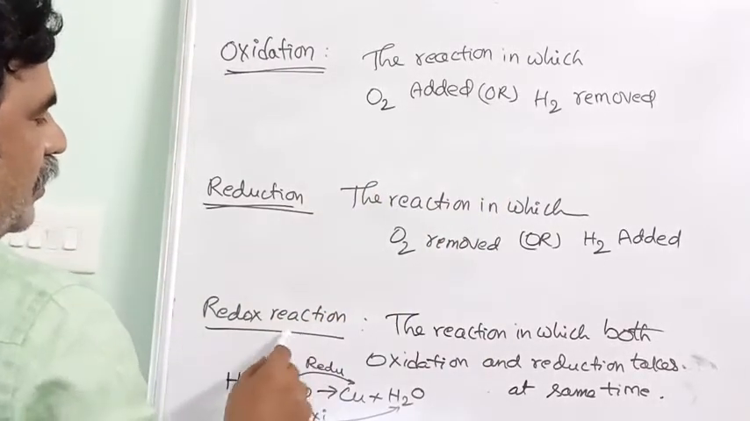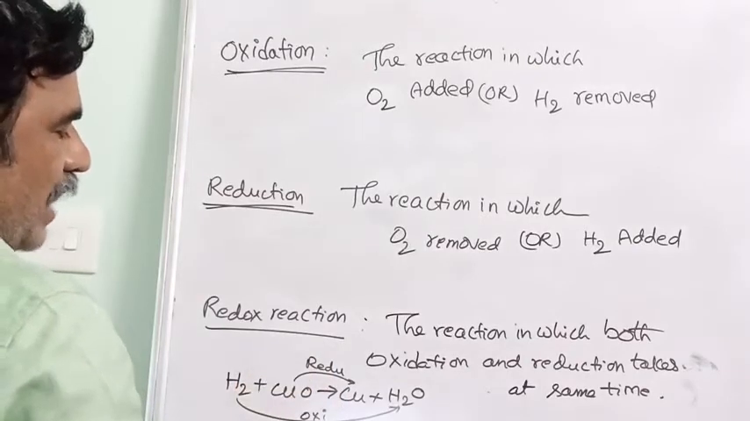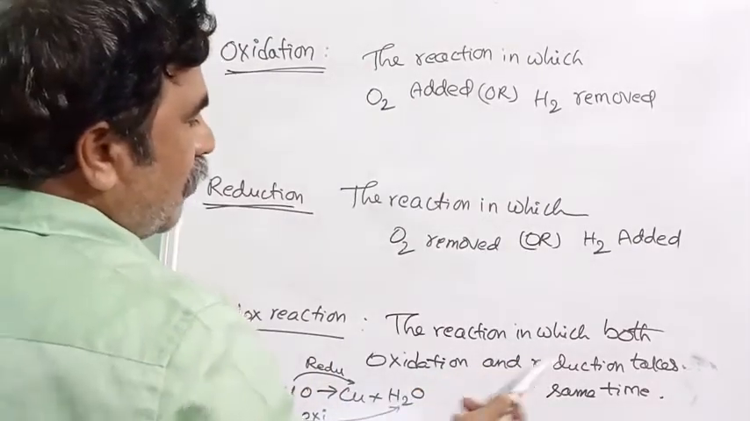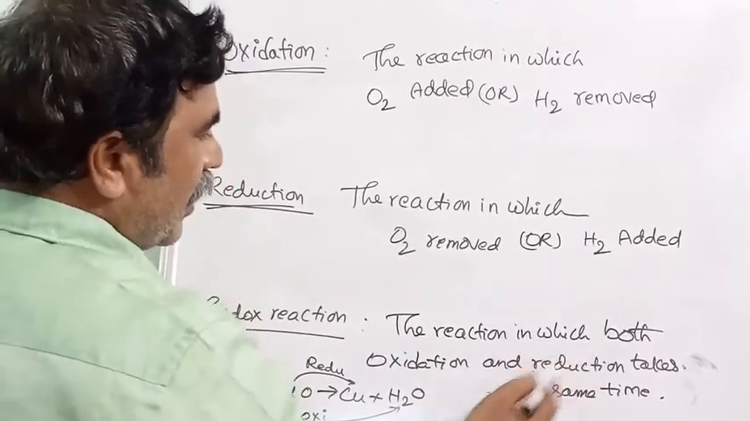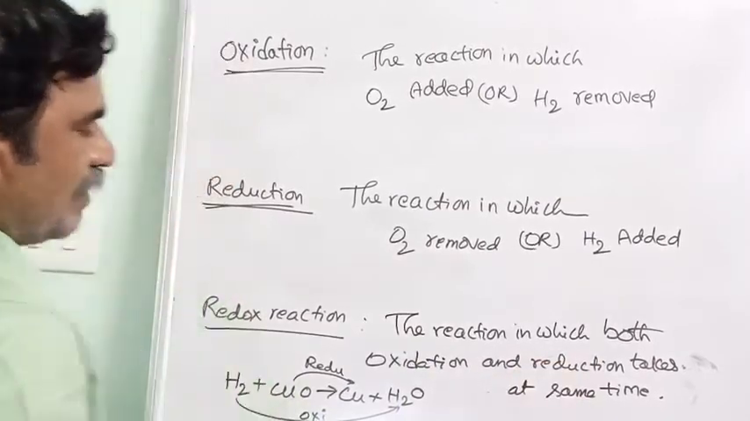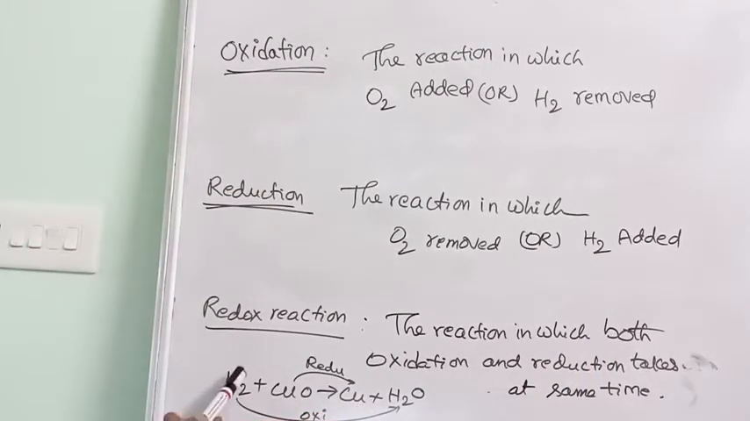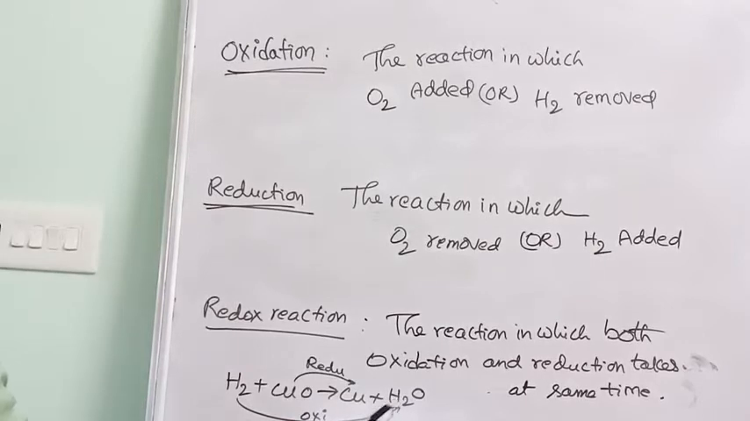Redox reaction is the combination of both happening in the same equation. It is the reaction in which both oxidation and reduction take place at the same time. Example, hydrogen plus copper oxide gives copper plus water. Hydrogen to water is oxygen added, therefore oxidation. Copper oxide to copper, oxygen removed, therefore it is reduction. Okay.